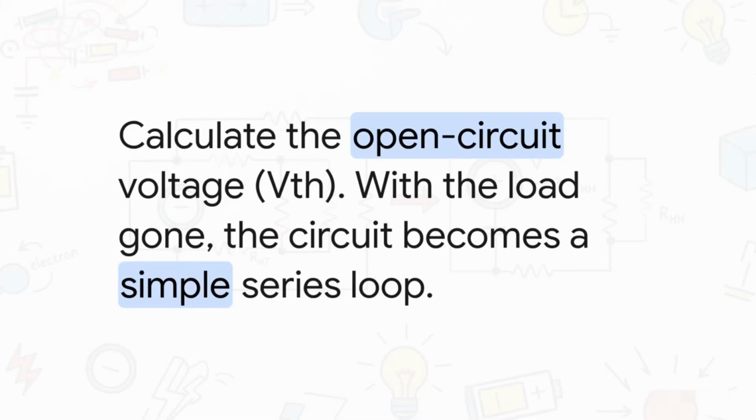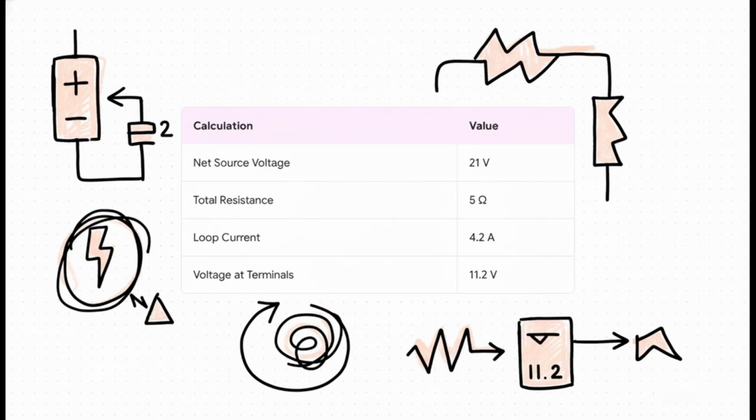Step 2. Let's find VTH, the Thevenin voltage. This is simply the voltage across those 2 open terminals we just made. And notice what happens. The moment we took that load resistor out, the rest of the circuit became a simple, single series loop. Since no current can flow out of those open ends, the problem just got a whole lot easier to handle. Let's run the numbers.